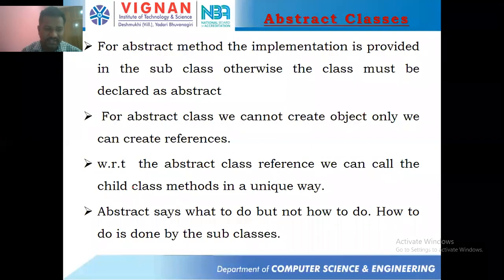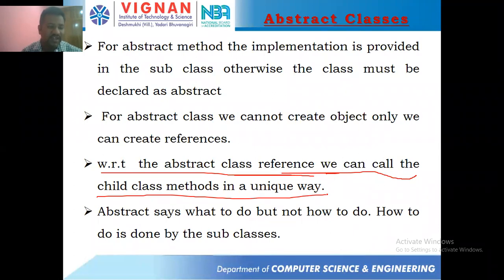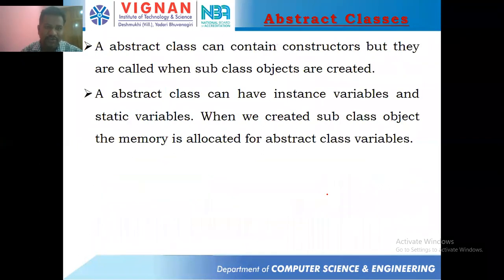So the next thing is, for an abstract class, we cannot create an object, but we can create a reference. With respect to that reference, we can call only child class methods. Not all methods, we cannot call all methods. Whatever method prototypes we have in the parent class, and if those methods are in the child class, those methods we can call. I will be showing you.